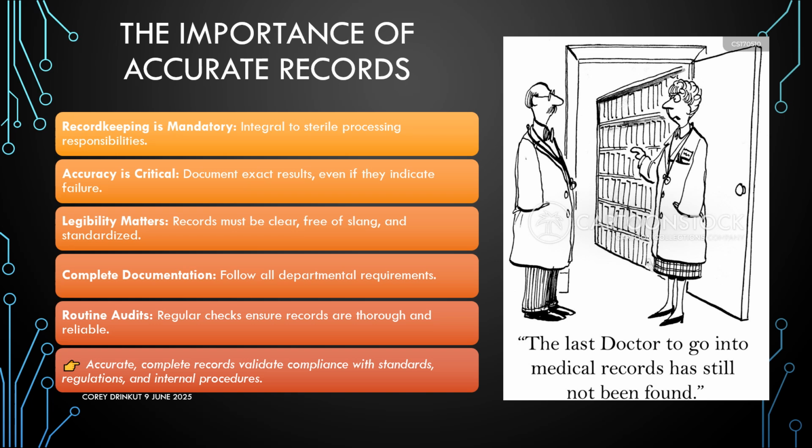It should be complete. It should meet all department documentation guidelines. So every box should be checked. Everything should have something on that record. And they should be routinely audited to maintain quality and compliance. These records are usually reviewed the next day, once they are done. Someone in management will look at them just to make sure all the I's are dotted and all the T's are crossed. Accurate and thorough records are vital for demonstrating adherence to best practices, regulatory requirements, and internal protocols.